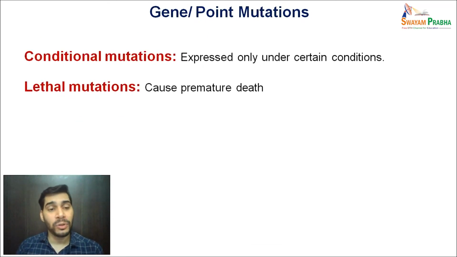The mutations can also be conditional mutations, that means they are expressed only under certain conditions. So there are certain conditions under which you can see their effects. Or they can be lethal mutations also, which cause premature death. These are another type of classification which is used for the point mutations.